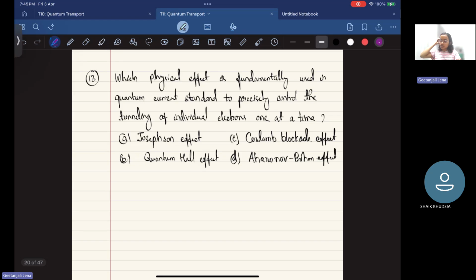Question number 13. Which physical effect is fundamentally used in quantum current standard to precisely control the tunneling of individual electron one at a time? Option A, Josephson effect. Option B, quantum Hall effect. Option C, Coulomb blockade effect. Or option D, Aharonov-Bohm effect. Which of these concepts is used in the current standard to measure the tunneling of single electron one by one?